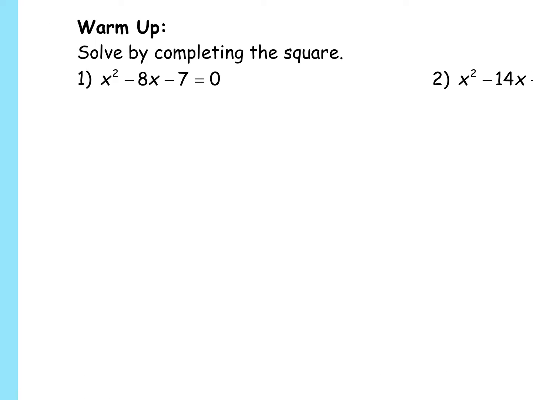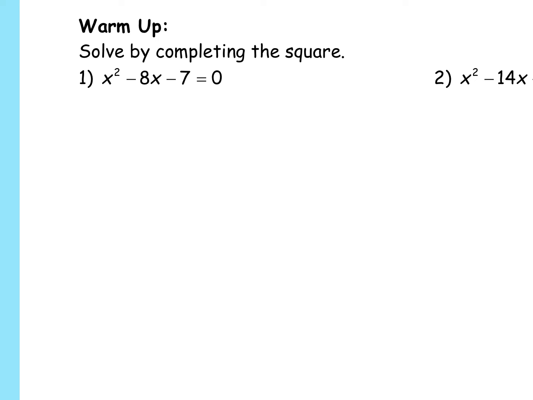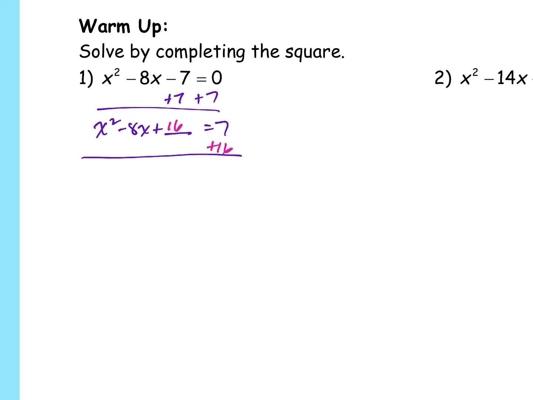I'm just going to go ahead and add the 7 to the other side. So I've got x squared minus 8x plus some number equals 7. Well, the number that goes on that line, half of 8 is 4, squared is 16. So I'm going to add 16 to both sides. So I've got x minus 4 squared equals 23.